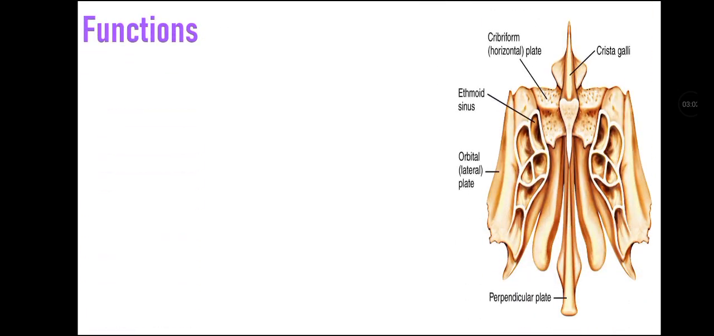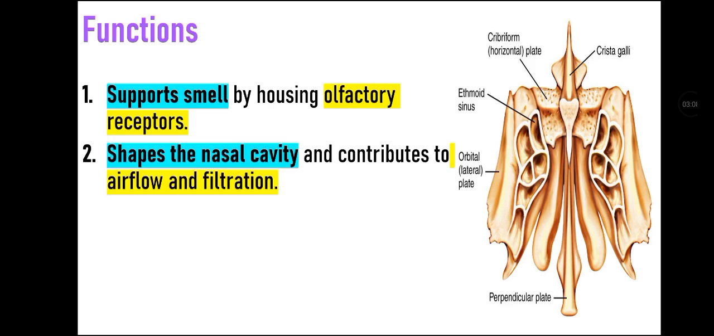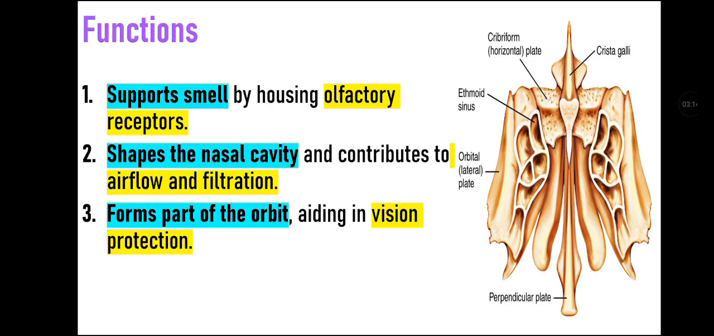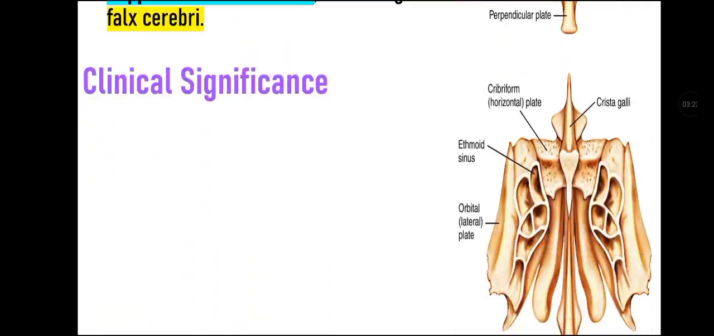Now let's talk about functions of ethmoid bone. First is it supports smell by housing olfactory receptors. Second is it shapes the nasal cavity and contributes to the airflow and filtration. Third is it forms part of the orbit, thus aiding in vision and protection. Fourth function is it supports bone structure, anchoring the falx cerebri.